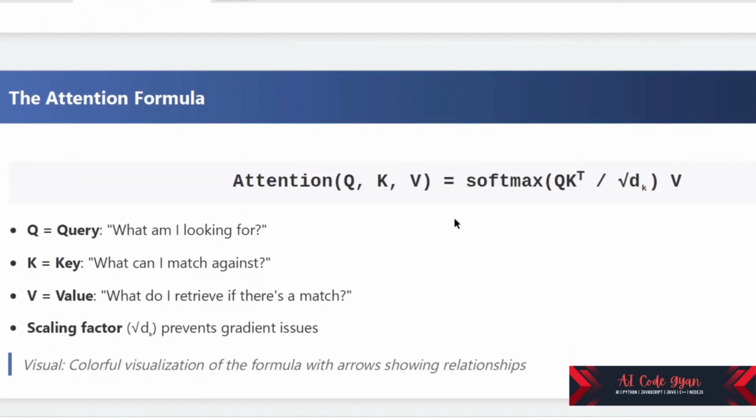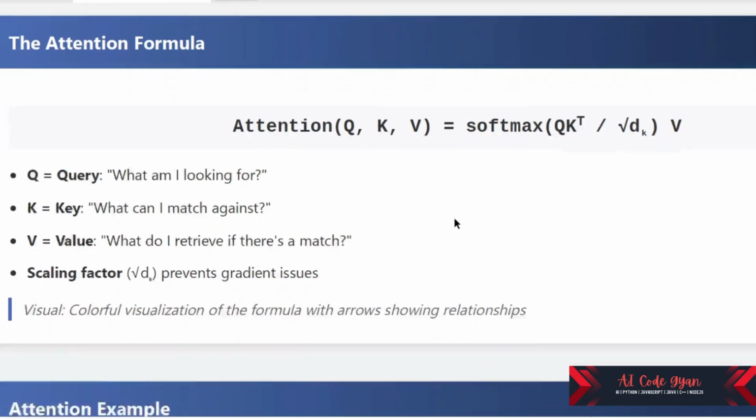So basically we have query, what we are looking for. We have key, what can I match against. We have value, what do I retrieve if there is a match. And we have the scaling factor, which prevents gradient issues. So this is the multiplication of the query and the transpose of the key matrix, divided by root of dk, that is the scaling factor. This is passed to the softmax function, which will be multiplied with the value to give the attention formula. So we'll get the output using this formula.